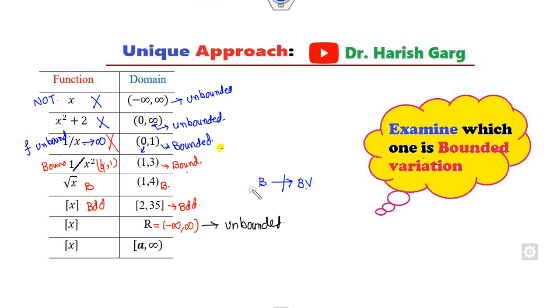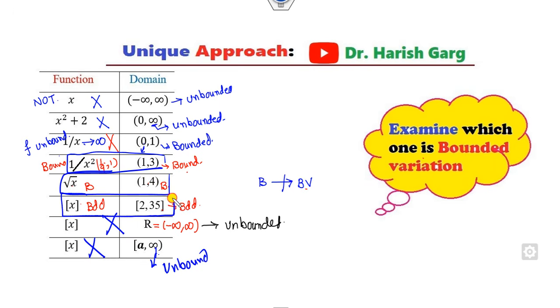Once this is unbounded, what does it mean? It means this is not bounded variation. Again you can see this is unbounded. So interval is unbounded, so this is again not bounded variation. So right now we are unable to justify this, this, and this. Fine. These are first shortcut tips for you.